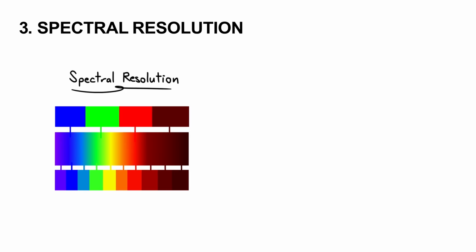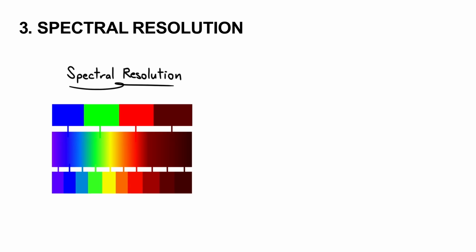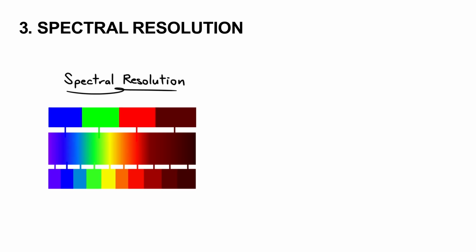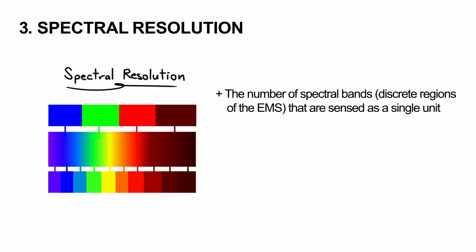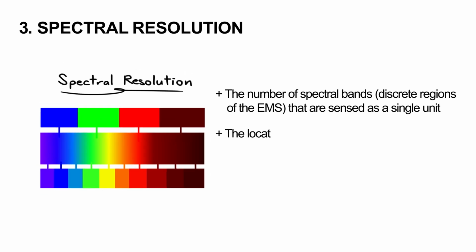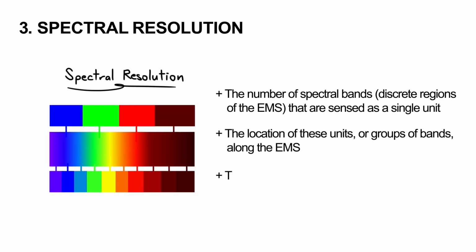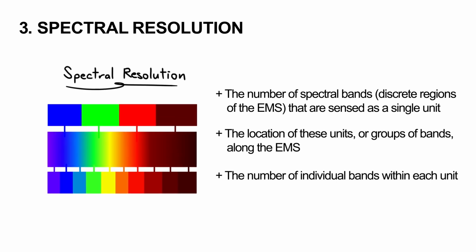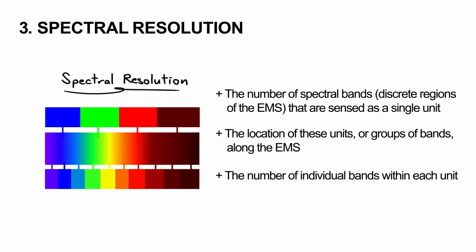Third, spectral resolution. The term spectral resolution is often used to refer to any single component of its definition. In scientific literature, it is not uncommon to find spectral resolution referring to the number of spectral bands, discrete regions of the EMS, that are sensed as a single unit, the location of these units, or groups of bands, along the EMS, the number of individual bands within each unit. Each of these components plays a role in describing the spectral resolution of a pixel and enables users to identify appropriate sensors for their application.